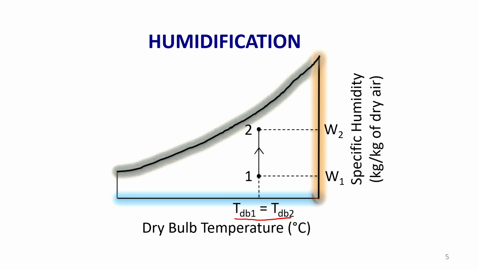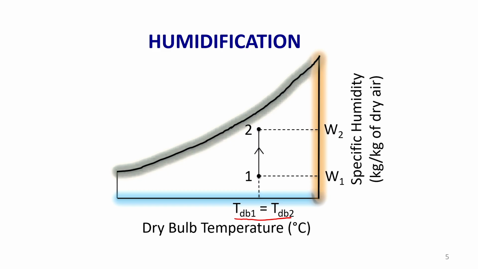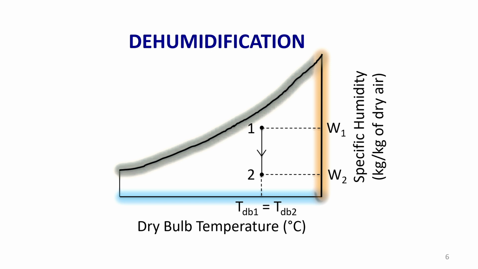This difference W2 minus W1 depends upon the amount of moisture that has been added to the air during the humidification process. If more moisture is added, the difference between W2 and W1 will be large. If the amount of moisture added to the air is less, then the difference also will be less. So this is the third process, the humidification process. Next is the dehumidification process, which is just opposite to the humidification process.